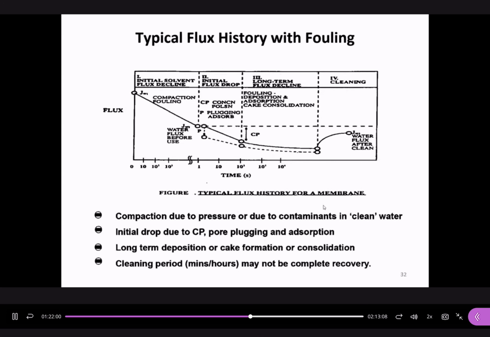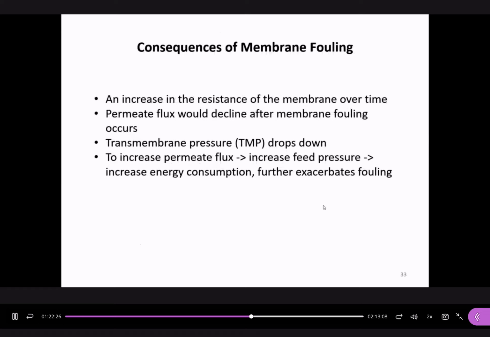This is a flux history with fouling. Basically, you will see the flux decrease if you apply constant pressure. Okay, and different stages correspond to different phenomena. Okay, different reasons. So what are the consequences of fouling? Increase the resistance of the membrane over time. Right, permeate flux would decline. You see lower water flux. To increase membrane permeate flux, you have to increase the pressure. Right, you give a higher driving force because the resistance becomes higher.